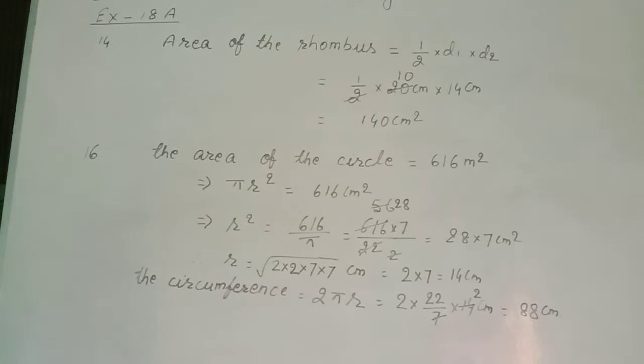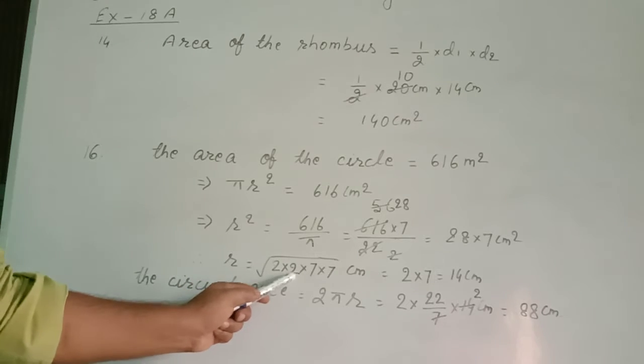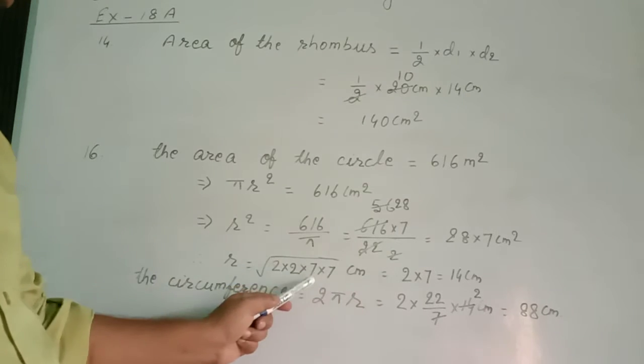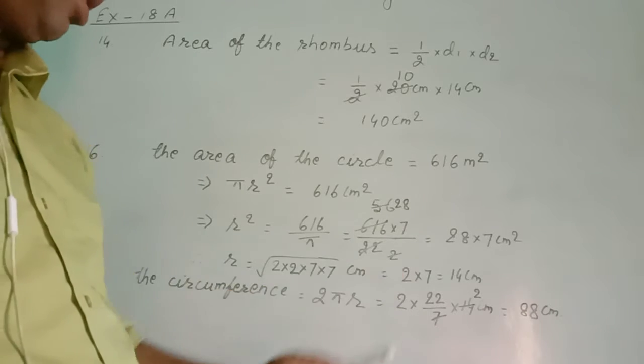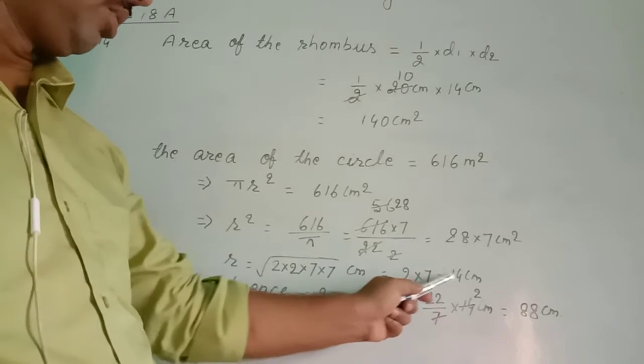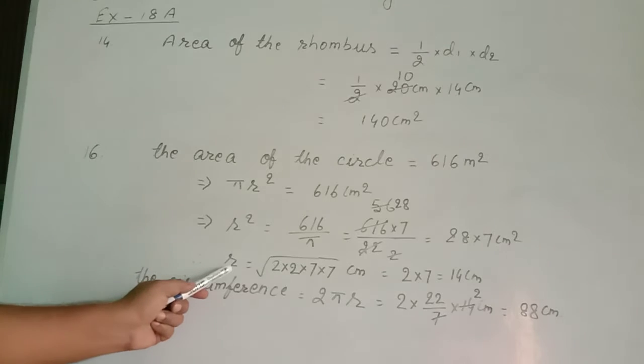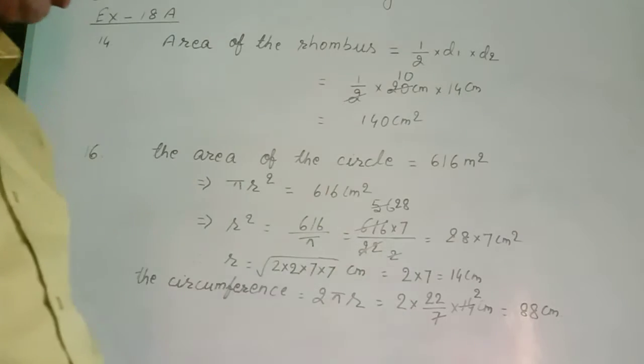So I split this in pairs of numbers. Out of this pair of 2, I have taken 1 out. Out of this pair of 7, I have taken 1 7 out. So this becomes 2 into 7 equals 14 centimeter. So the radius of the circle equals 14 centimeter.